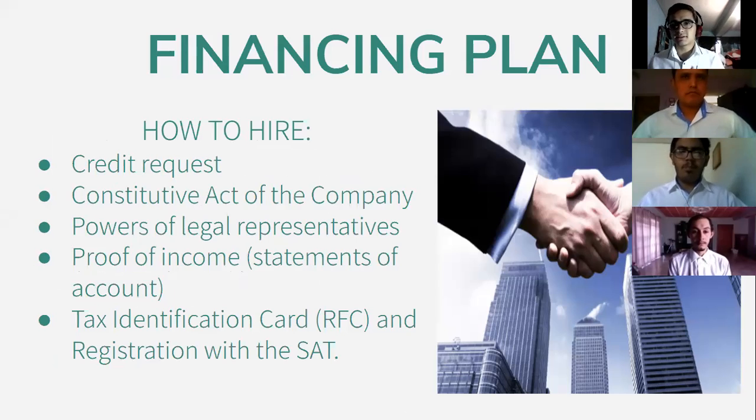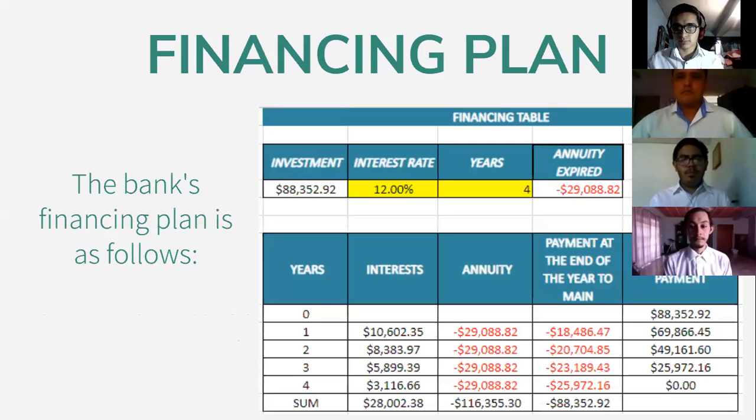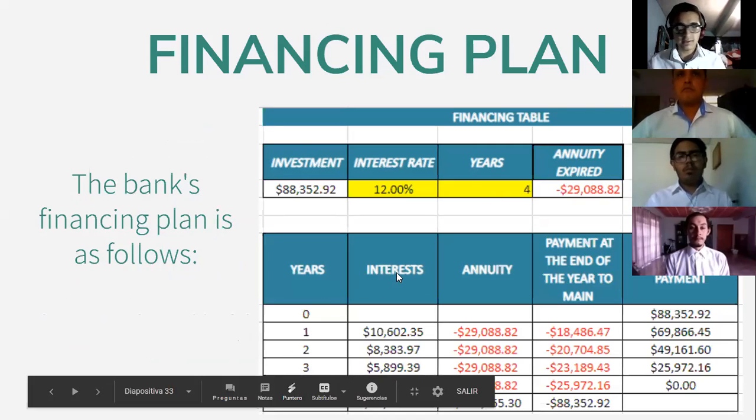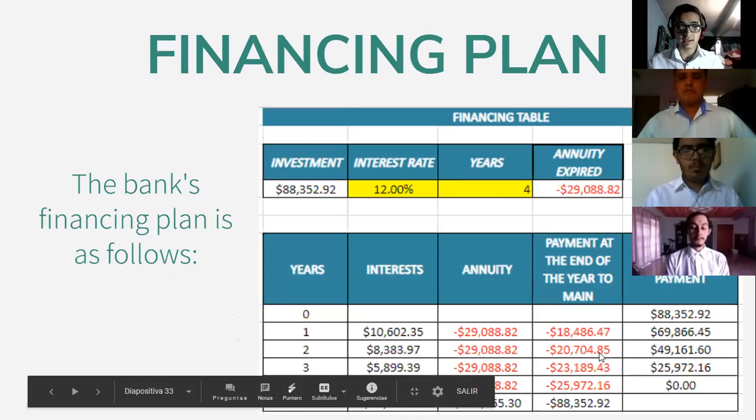You need the credit request form, the constitutive act of the company, the power of legal representative, the proof of income, your accounting, and the tax identification card, or here in Mexico, your RFC. And this is the chart of the loan. As you can see, we have the investment that the company is asking from the bank, the interest rate, and the years, and you can see it is for 4 years. We have the interest and the debt after the payment. As you can see, in year 4, the amount is going to be 0.